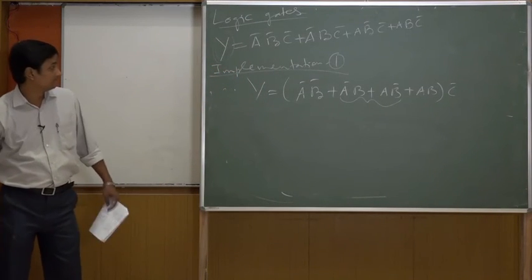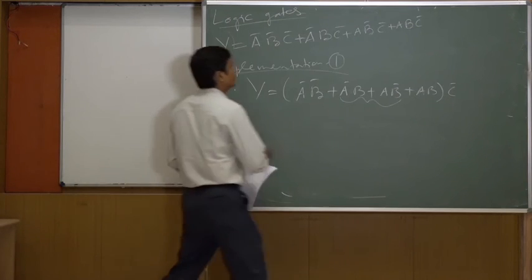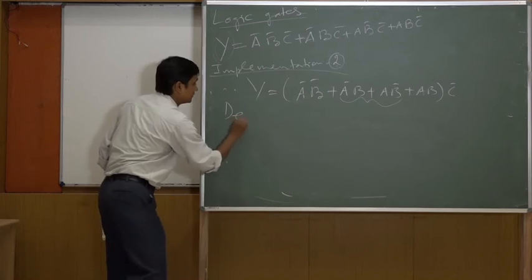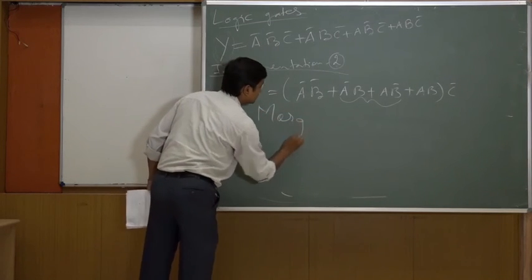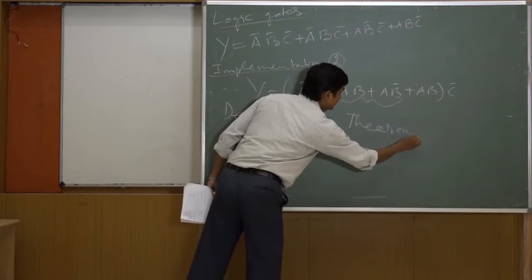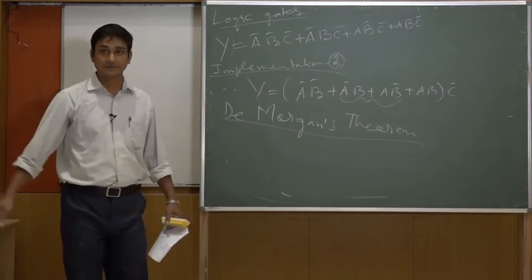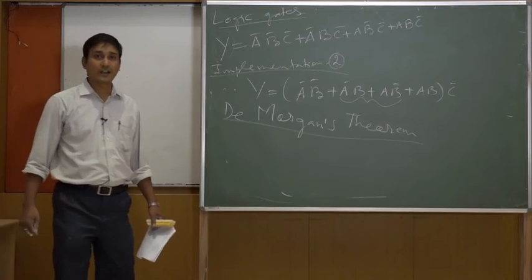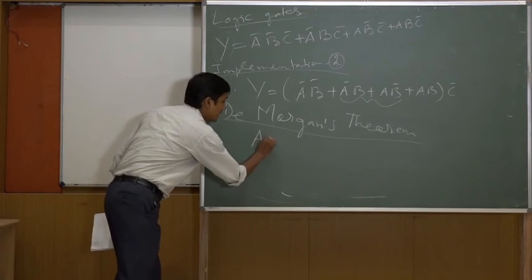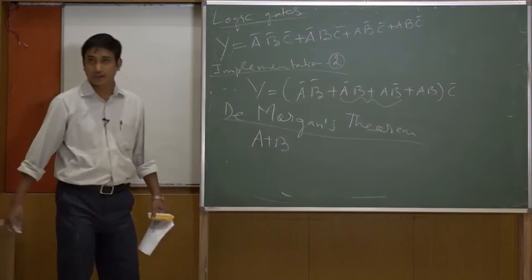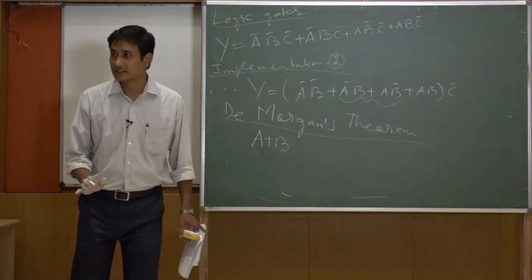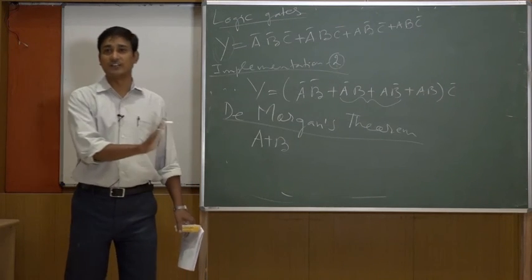Before I go to implementation 2, let me take one theorem which is very popular, called De Morgan's theorem. If you have a 2 input OR, but you want to implement it with AND gates only, this theorem is very helpful to you.